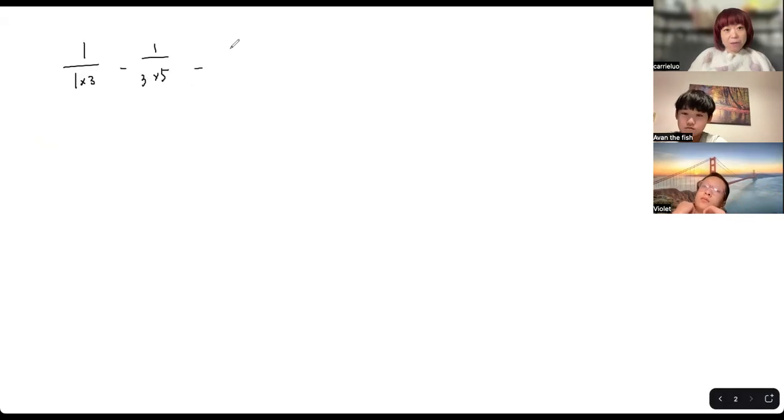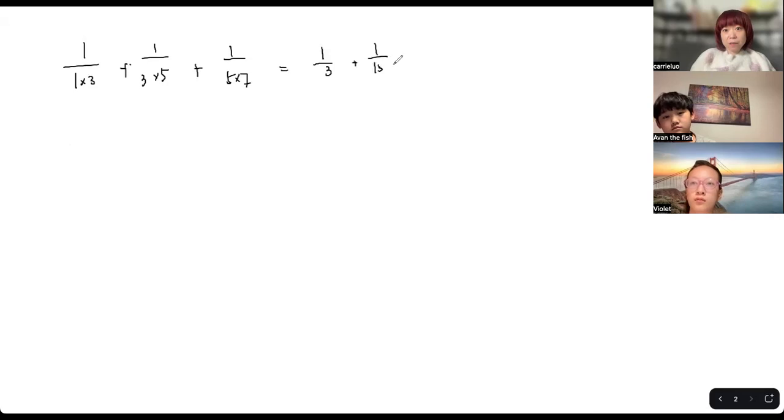So now we have 1 over 1 times 3 plus 1 over 3 times 5 plus 1 over 5 times 7. Okay? If we follow what we have learned before, which we never learned from Carrie, it's going to be 1 over 3 plus 1 over 15 plus 1 over 35, correct? And it's going to be very painful because 3, 5, 15. So we need to find the lowest common multiple of 15 and 35, right, Violet? It's going to be a very big number, but I don't want to do it, okay?